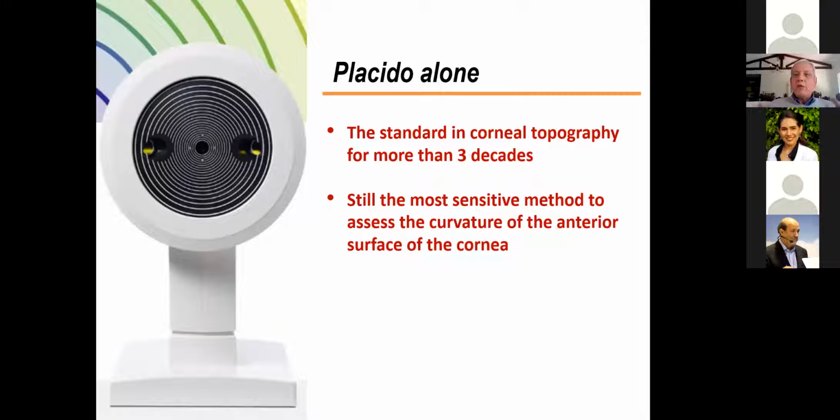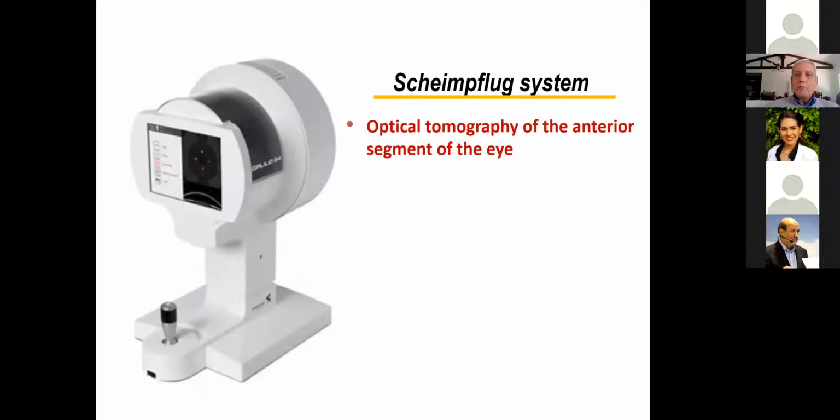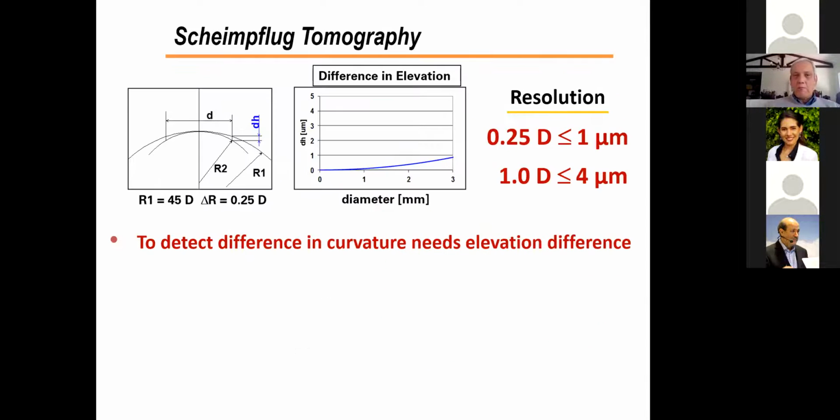Placido alone is the standard in corneal topography and is still the most sensitive method to assess the curvature of the anterior surface of the cornea. However, Placido alone is not enough because it does not assess the posterior surface and pachymetry, for example. Scheimpflug system is an optical tomography of the anterior segment of the eye, and we can assess many other data from this kind of technology.